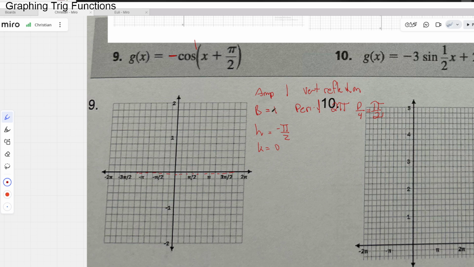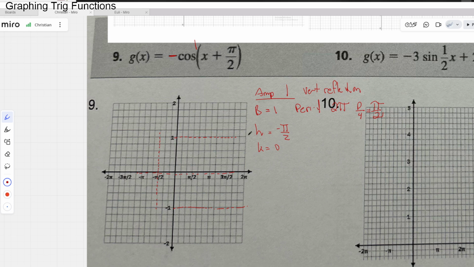All right, step 1, midline. Step 2, the upper and the lower bounds. So it's amplitude of 1, just going to mark that there, and negative 1. And then step 3, I guess, used to be my period, but now I've got this h thing. Mark the starting line at negative pi over 2.